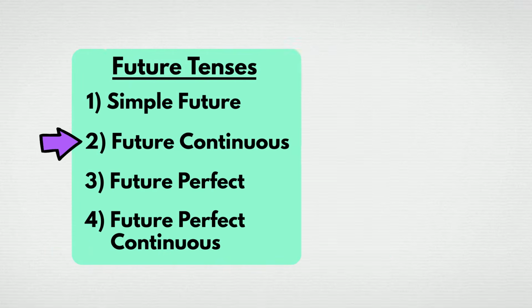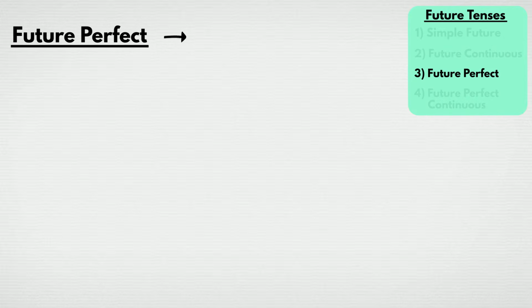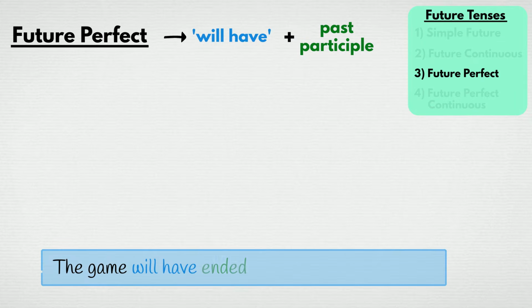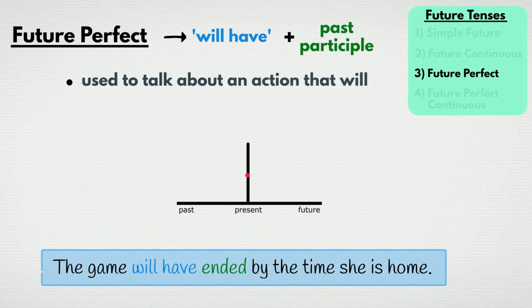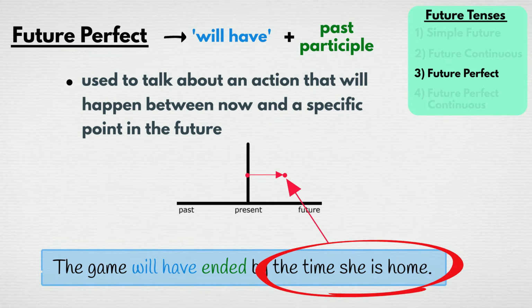The next tense we'll look at is future perfect. Future perfect is formed using the phrase will have, followed by the past participle of a verb. For example, the game will have ended by the time she is home. This tense is used to talk about an action that will happen between now and a specific point in the future. In our example, that specific point is the time she's home.